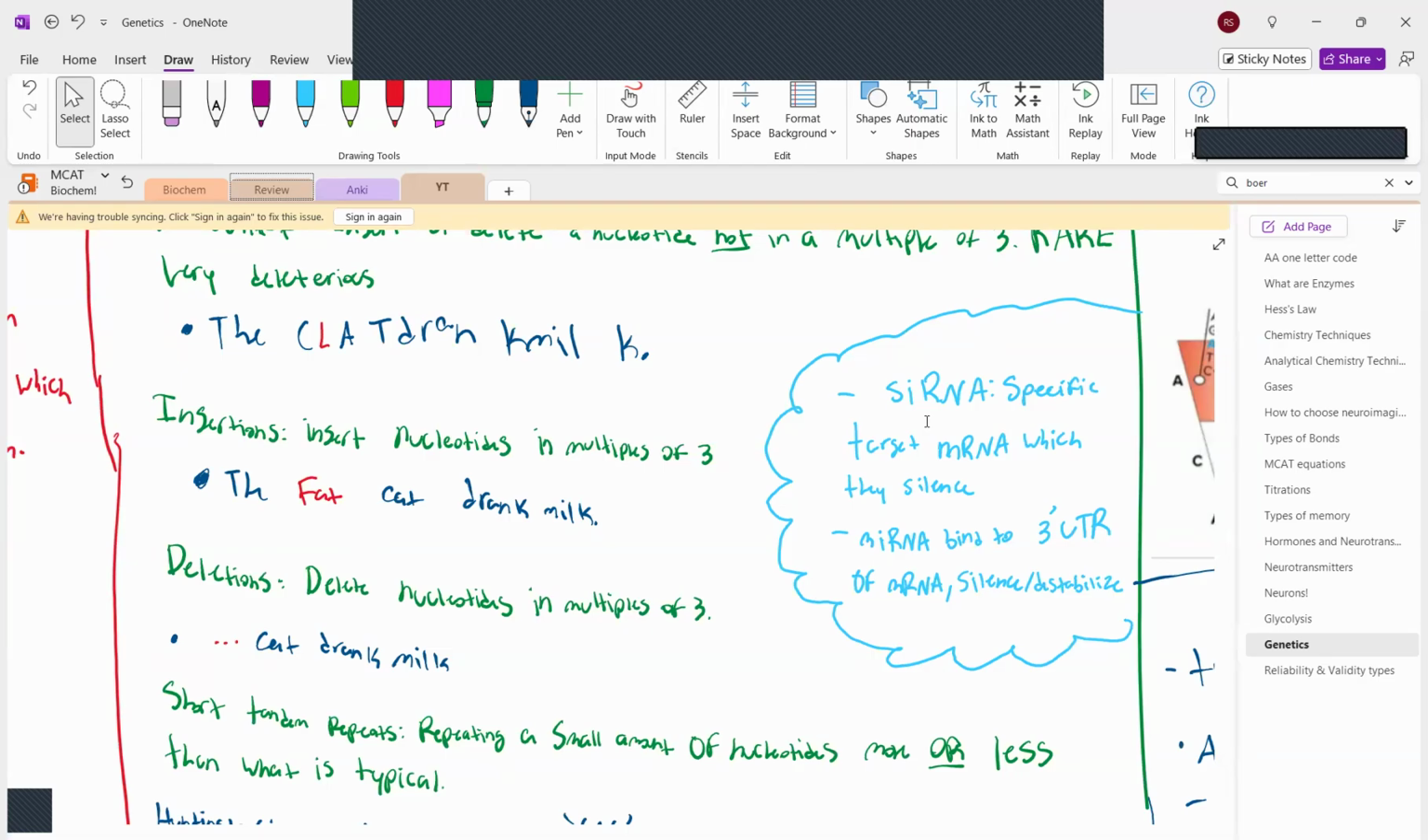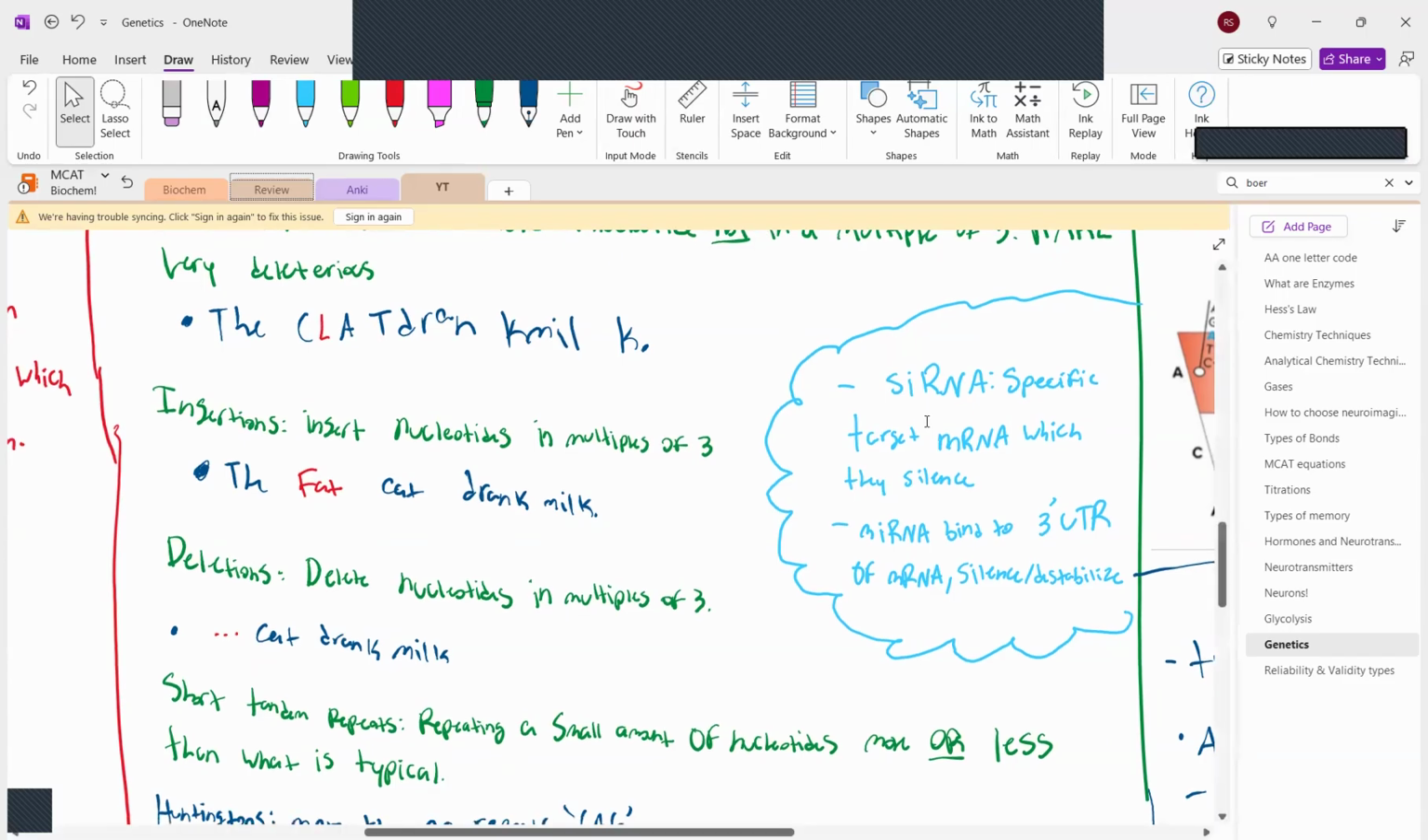A lot of the times, this is referred to as a knockdown mutation because there still can be some mRNA of that protein that slips through the cracks. Whereas a complete knockout would be if it were at the transcriptional level, where the mRNA isn't even transcribed.